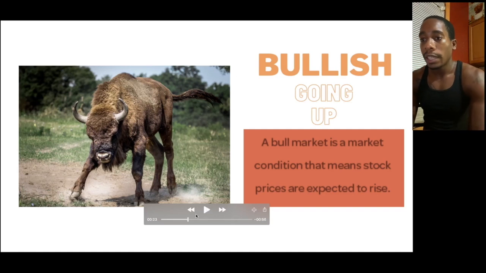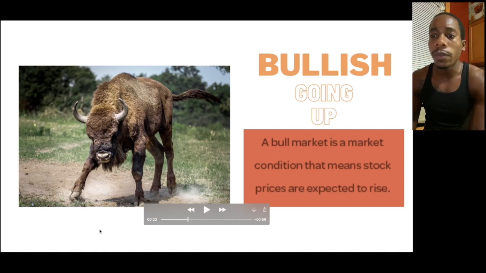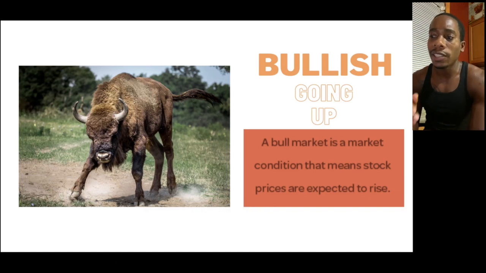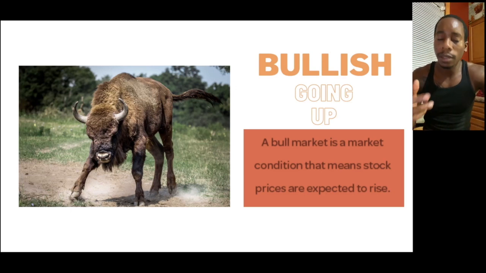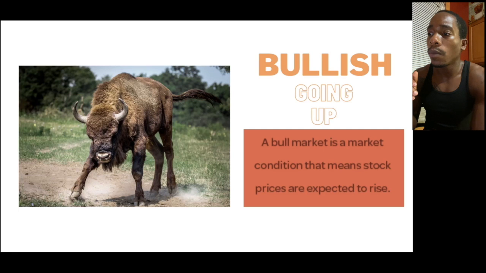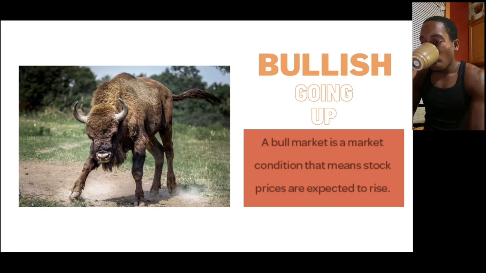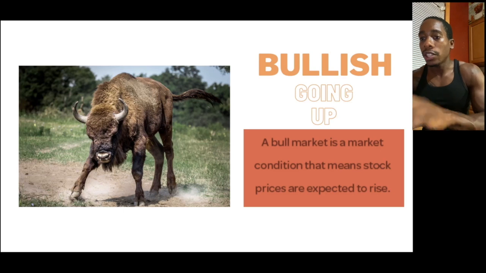Bullish, we just basically went over bullish, but bullish action means that it's going up, right? I want to give you some terms that you'll hear me say over and over a few times, and I just want us to be on the same page. So bullish means going up. A bull market is a market condition that means the stock prices are expected to rise. Bullish.